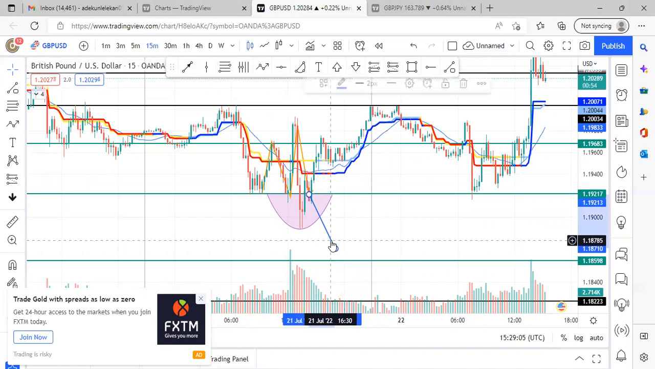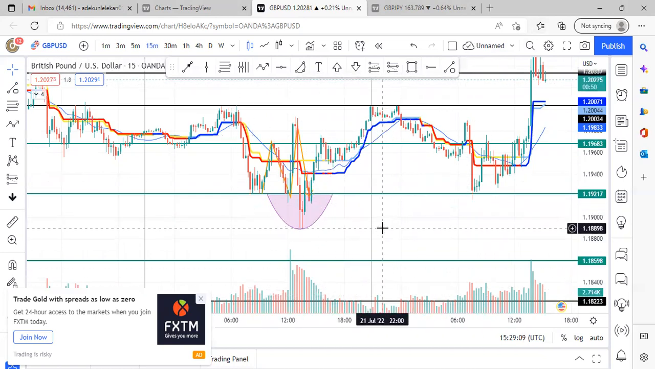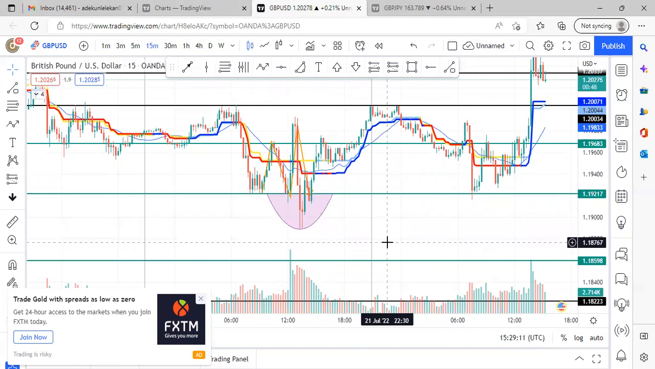So for you to identify a fake out, what you need to do is go to your higher time frame. Did I just say higher time frame? Yes, exactly. Just go to your higher time frame. That is the easiest way you can point out if the market is actually a fake out or not.